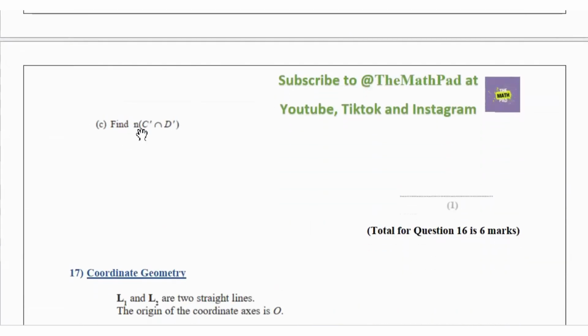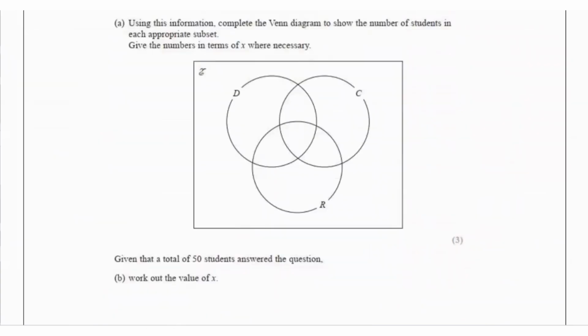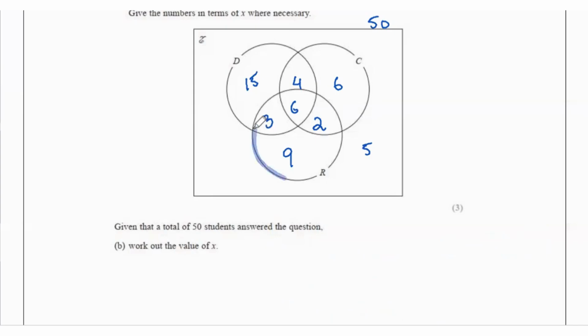Then it says find the number of C complement intersection D complement. So C complement intersection D complement is going to be this and this, everything that's outside of C and D. So that's 9 and 5, so that adds up to 14.